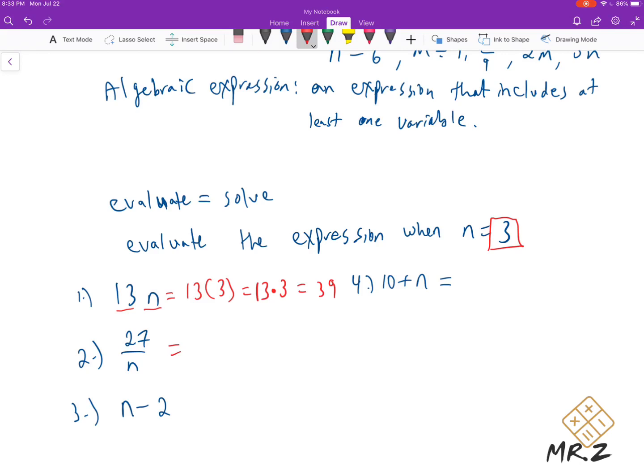27 over n, remember how I told you division can be shown like this? So this just means 27 divided by n, which is 3. So 27 divided by 3, that is 9.